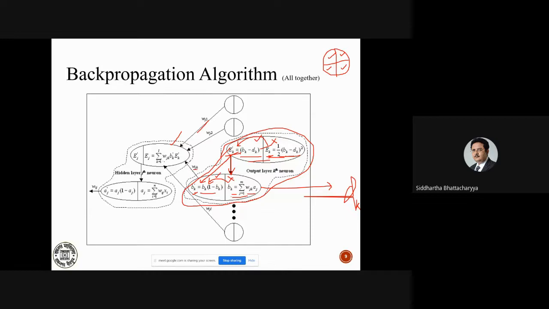So similarly, what is going to happen over here? In this case, it is quite straightforward. The actual output we are getting and the expected output, that is the error at the output layer.